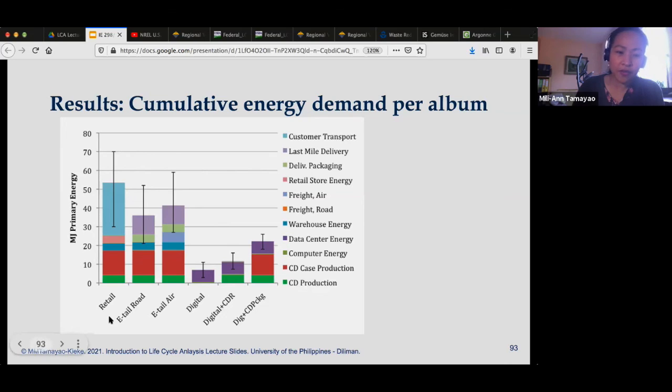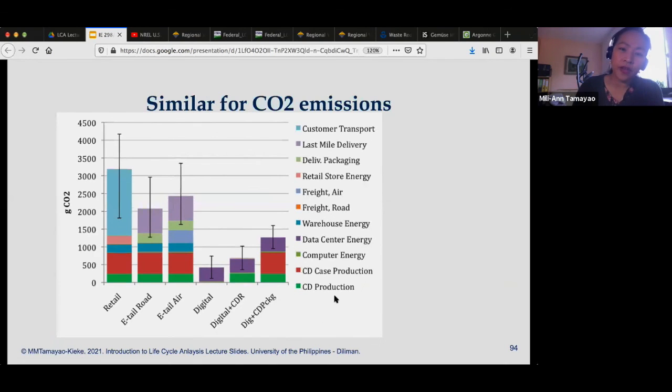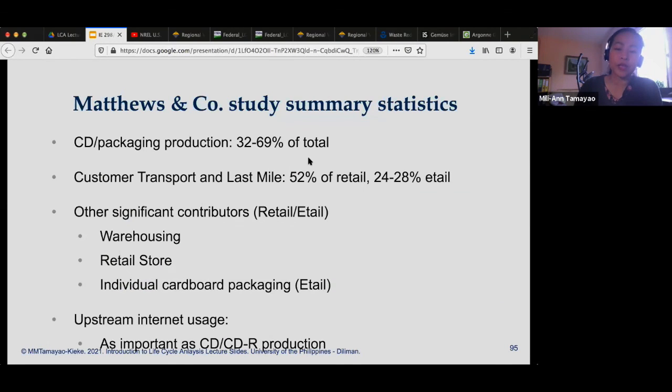And as you can see, for retail, for example, the item that uses the highest amount of energy is customer transport. But for those that need case production, case production also accounts for a huge portion of the energy use. So let's look at CO2 emissions. It's very similar, so the profile is very similar. So let's look at the summary statistics.